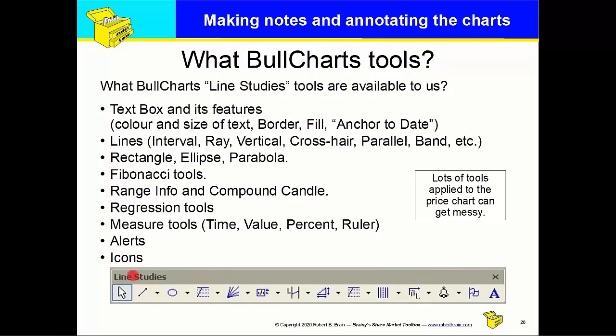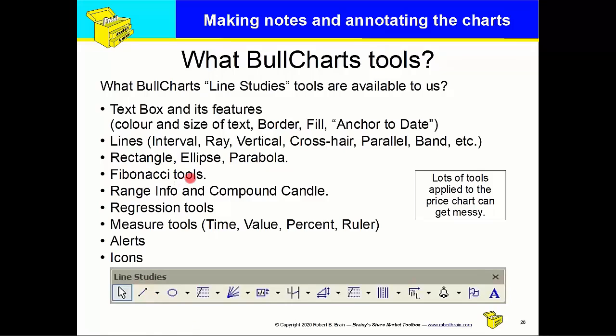This is a snapshot of the line studies toolbar. I undocked it from around the edge of my window and dragged it into the window, and I took this snapshot. So all of these lines, interval, ray, vertical, crosshair, parallel, band, etc., they're all behind one of these toolbar buttons. We've got rectangles, ellipses, parabolas.